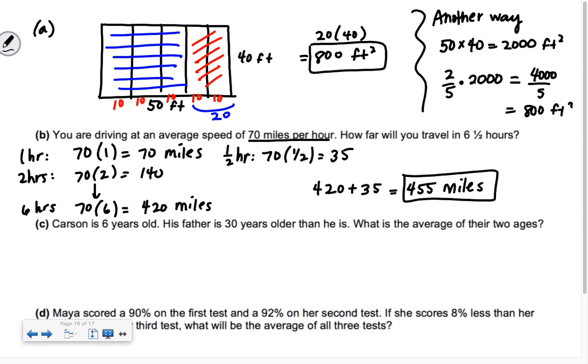All right, Carson is 6 years old. That's my son. His dad is 30 years older than he is. That's true. All right, so how old is Carson? How old's his dad? And if you divide it by 2, right, that's finding the average of their 2 ages. So add the 2 ages together, divide by 2. So we get 42 over 2. So the average of their ages is 21 years.